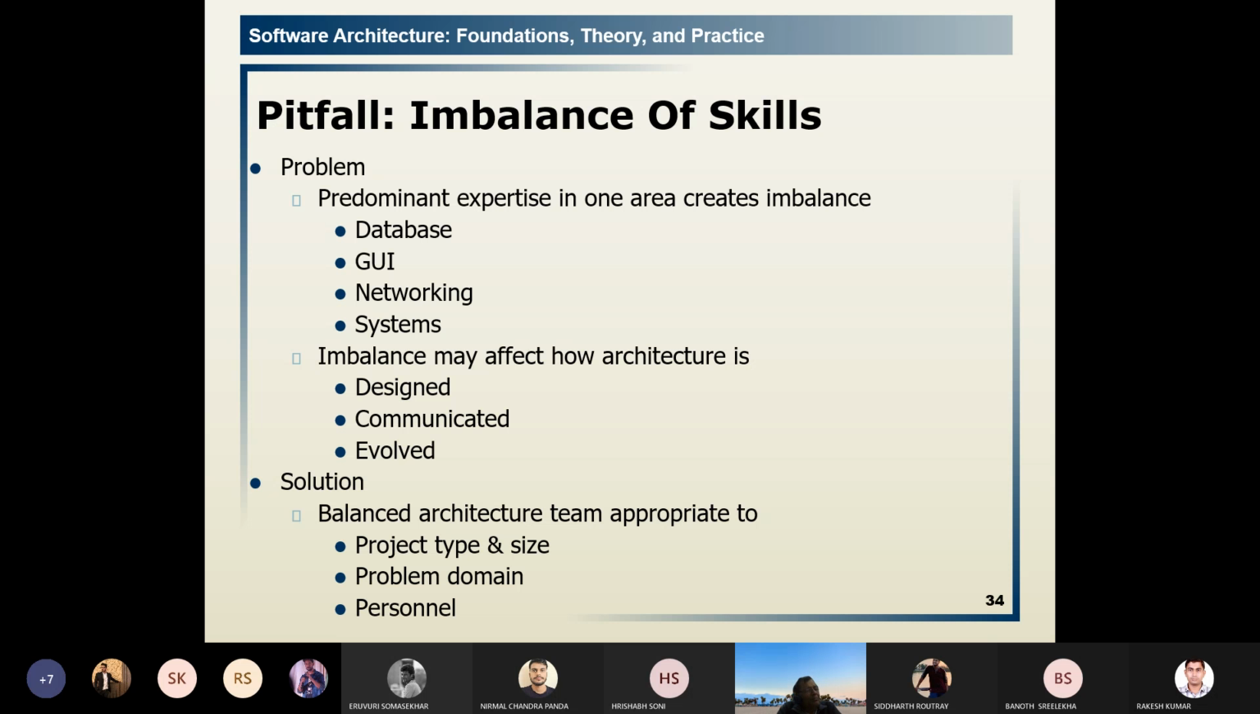So, imbalance of skill. I already said that 50% is communication, and the rest 50% of the job of the architect is 10 skill sets, which people are not available for. Why? Problem: predominant expertise in one area creates imbalance. If I am more expert in one area and have no knowledge in another area, it creates a problem. My knowledge is more in databases, GUI, networking, systems, but I don't have any knowledge in other areas, then it's a problem for the team.